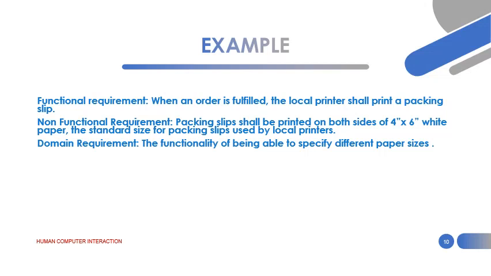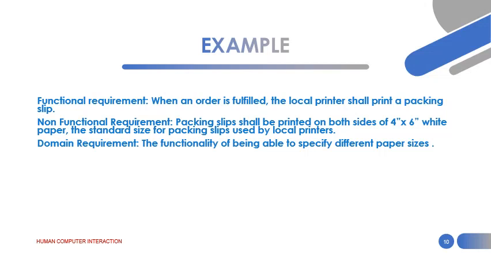So in this case, basically, we are saying that the functional requirement is a system that prints out information. Then you look at the non-functional requirements. It's saying that packing slip shall be printed on both sides of a 4 by 6 inches paper, the standard size for packing slips. So we're saying, how should they print it? How should they print the information basically? And that is, it should always print on both sides of the paper.